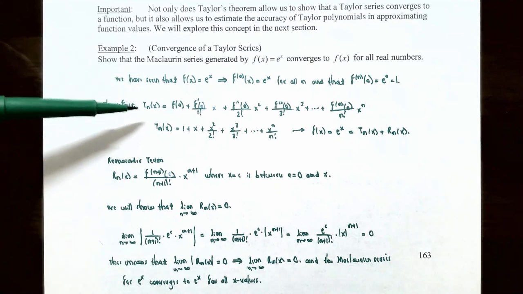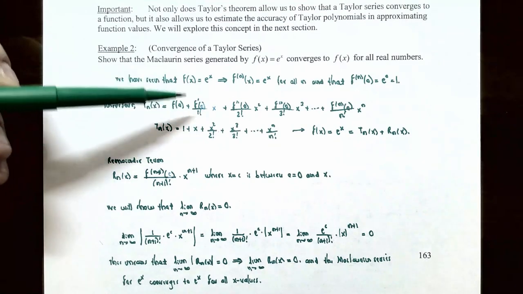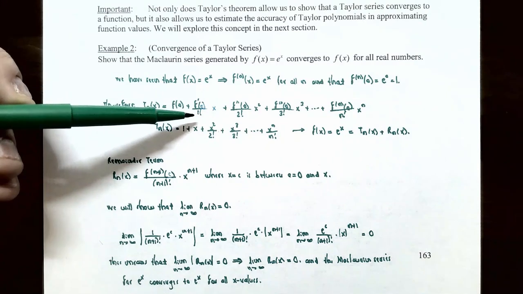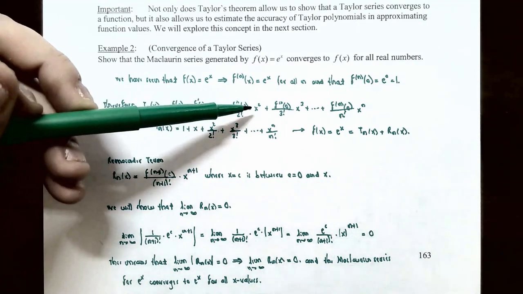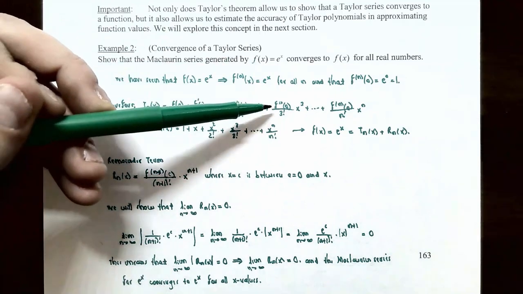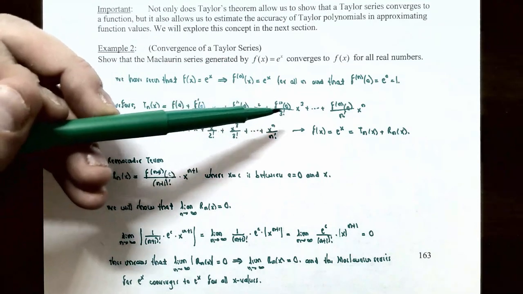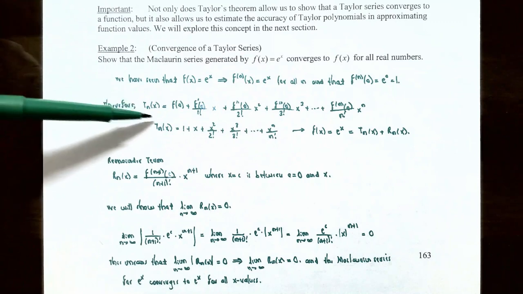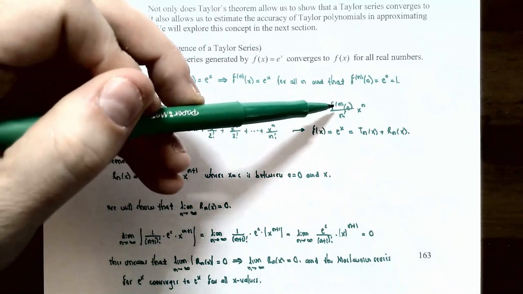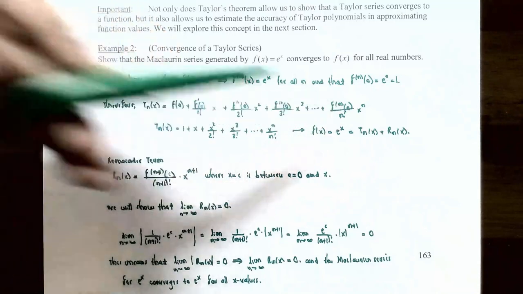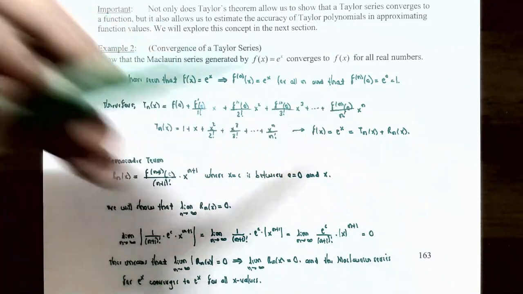T sub n of x is equal to f of 0 plus f prime of 0 divided by 1 factorial times x, plus the second derivative evaluated at 0 divided by 2 factorial times x squared, plus the third derivative of your function f evaluated at 0 divided by 3 factorial times x cubed, and so on. You stop whenever you get to your nth derivative term. So it'll be plus dot dot dot, the nth derivative of your function f evaluated at 0 divided by n factorial times x to the n power.